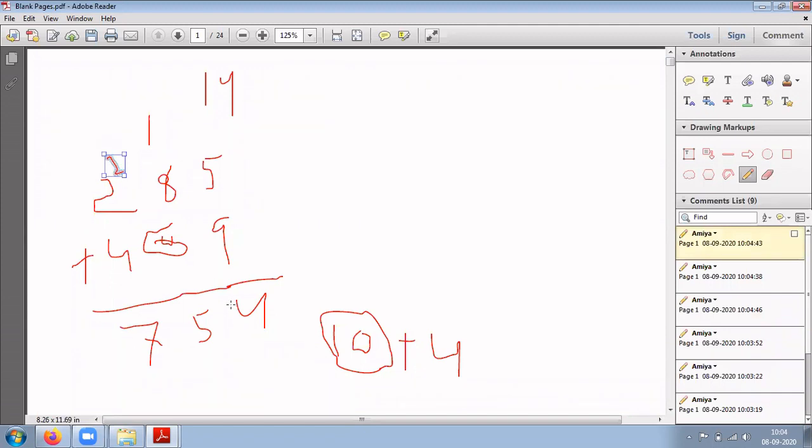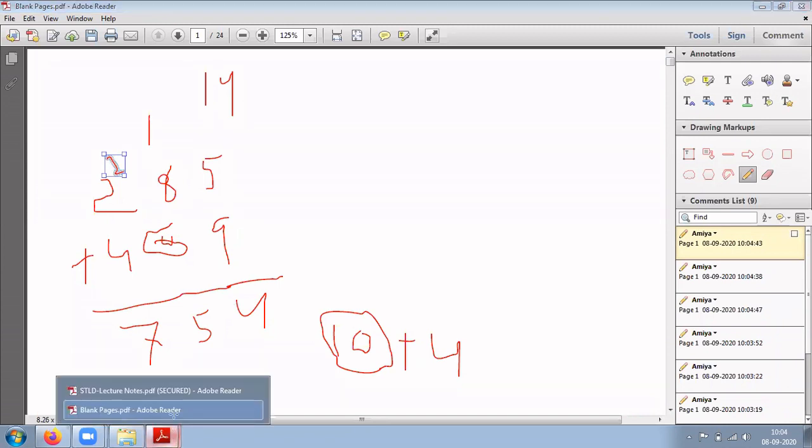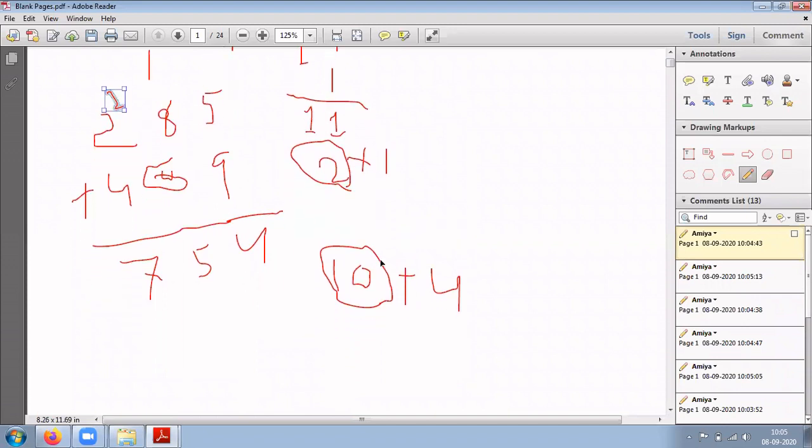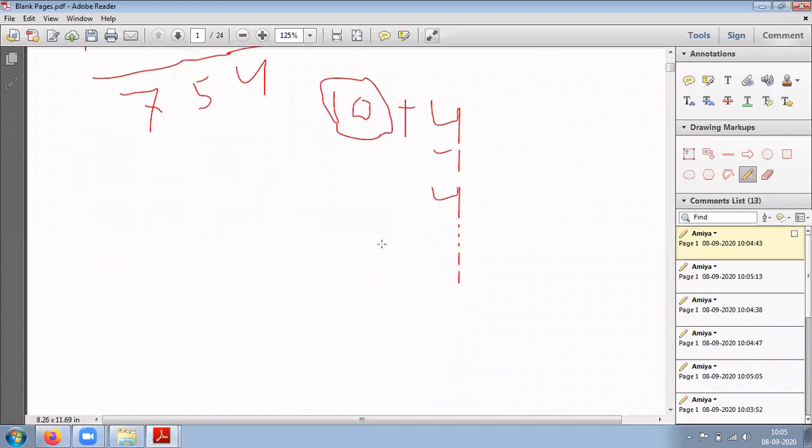So out of 10 units you make a bundle. Similarly, when you add 1 plus 1 plus 1, that becomes 3. 3 can be written as 2 plus 1. Out of 2 plus 1, this 2 is a bundle. So I have to keep 1 here. This 2 becomes 1 bundle, so this 1 comes here. This is 11. Getting? All of you are clear?